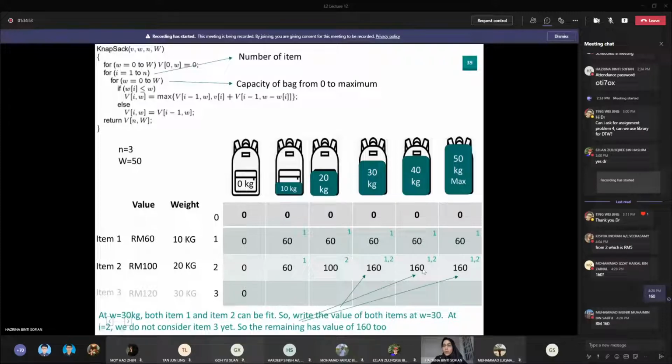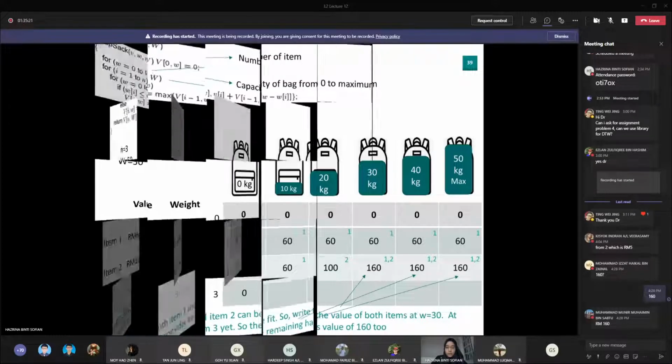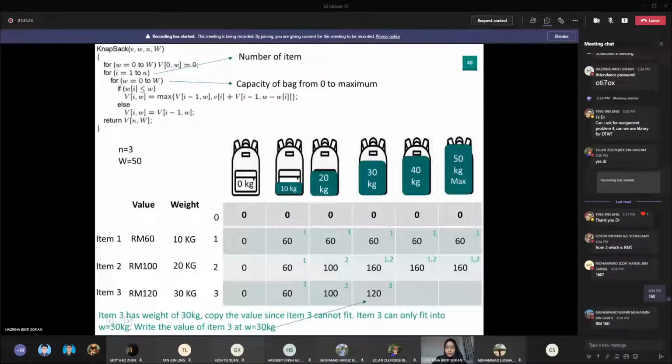So for 40 and 50 kg, it will still be the same value because we can only take one unit of item 1 and one unit of item 2, and at this point we have yet to consider item number 3. So just put 160 over here. Next is when we are able to consider all items.